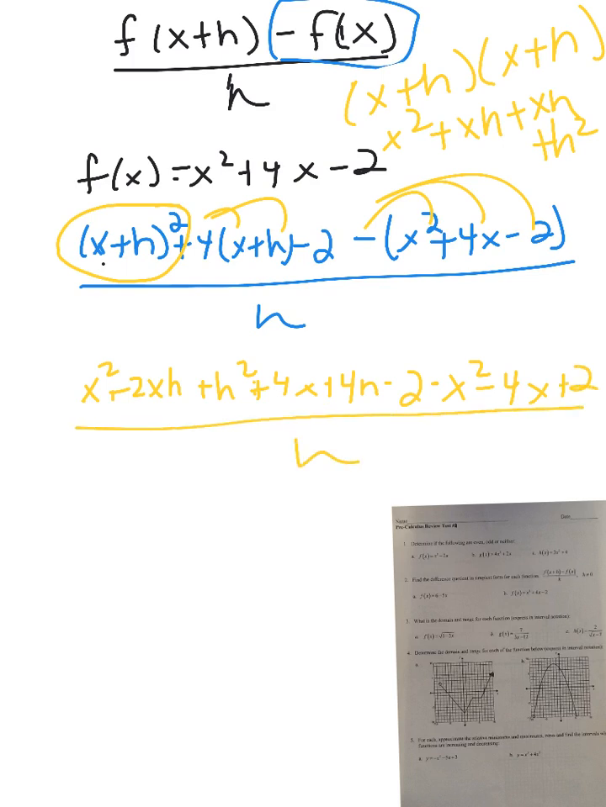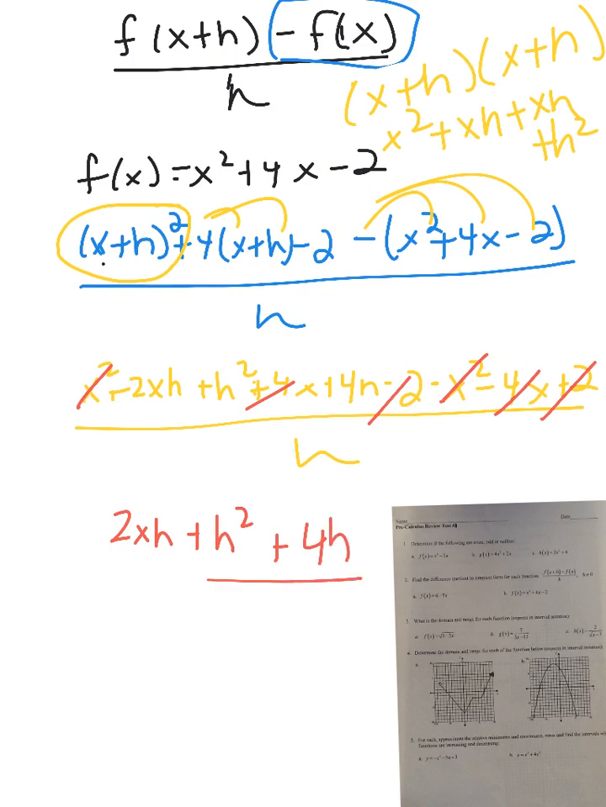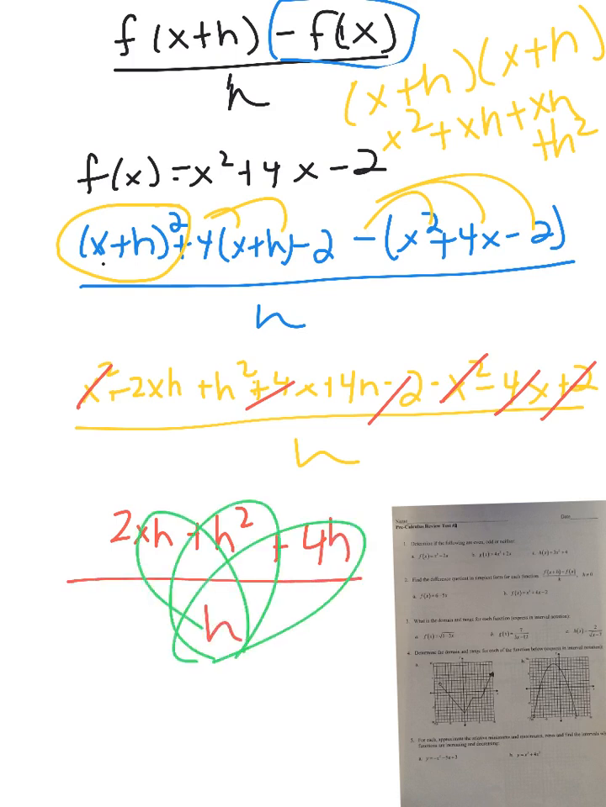Now let's combine like terms. So x squared minus x squared is gone. 4x minus 4x is gone. Negative 2 plus 2 is gone. So I'm left with 2xh plus h squared plus 4h all over h. You have to reduce the h's, all three of these h's. So h reduces with h here to 1 and 1. H and h squared reduce to an h and 1. And h reduces to 1. So I have 2x plus h plus 4 is my answer.